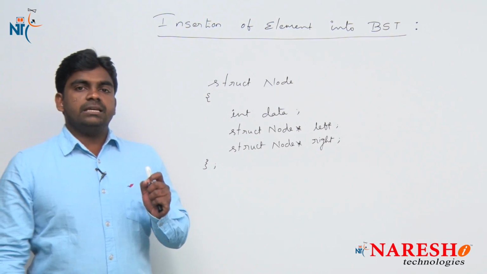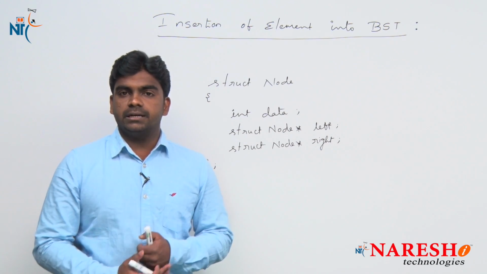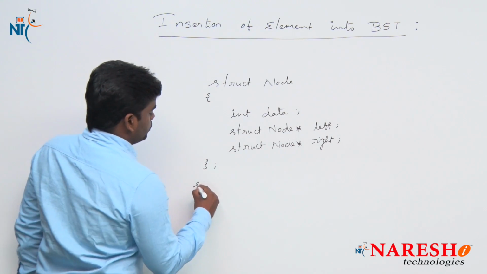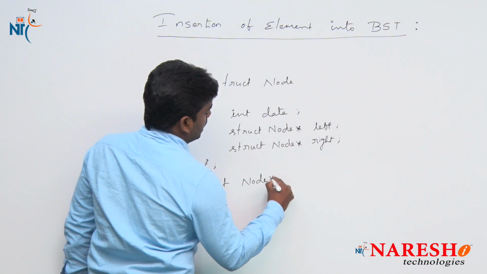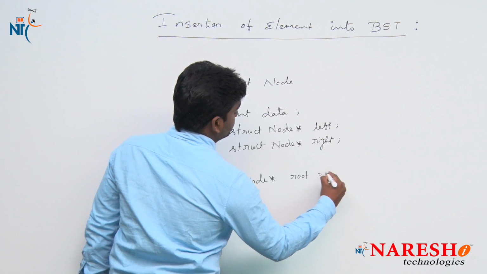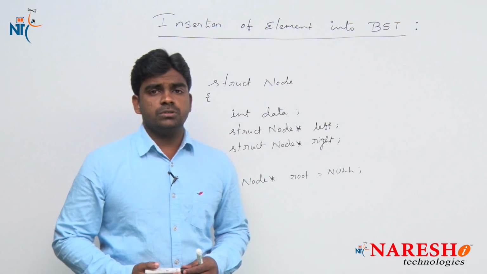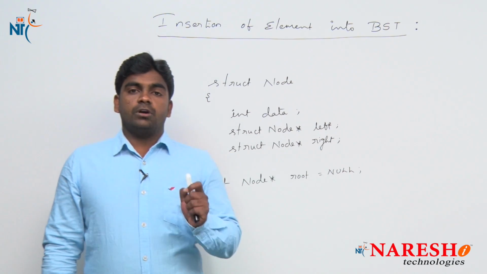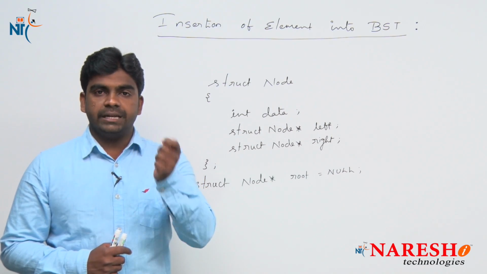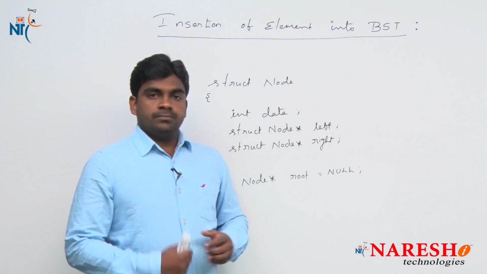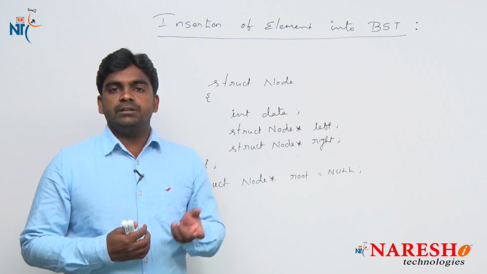Initially we need to declare a global variable, just like in the single linked list and double linked list concepts. Here also we need to declare one global variable, struct node star, that is the root element. The initial value is null. A global pointer variable's default value is always null, but if you want to show it clearly, you can write null.